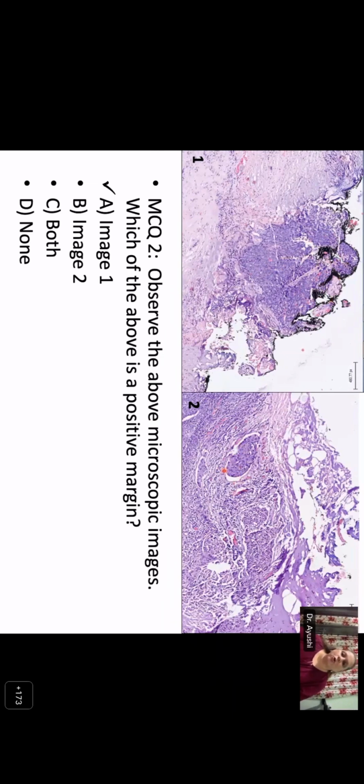Option 2, that is the second image, is wrong on two accounts. First of all, we can see that the tumor is not involving the ink margin. It is at some little distance away. It is not actually sitting on the ink or the cauterized surface. So it is some distance away.